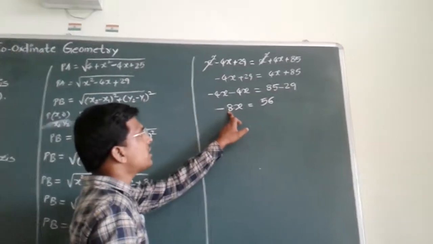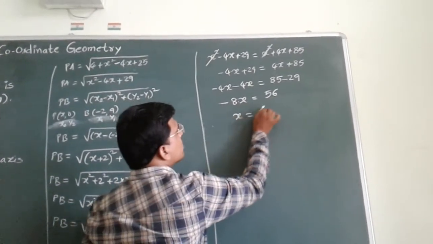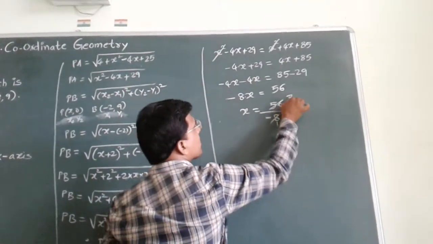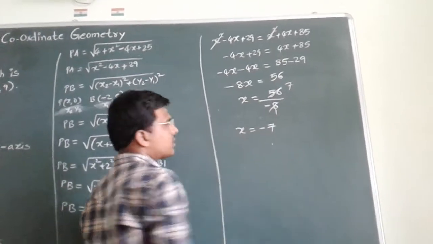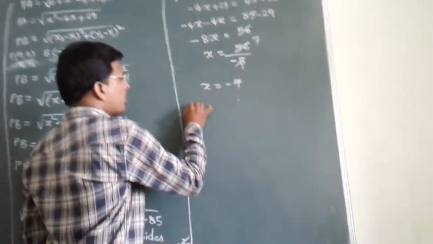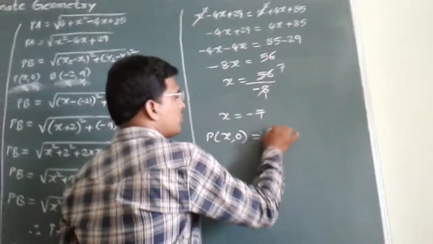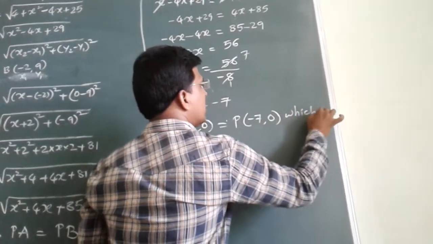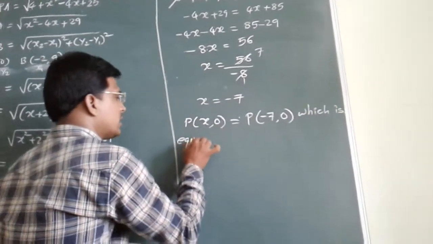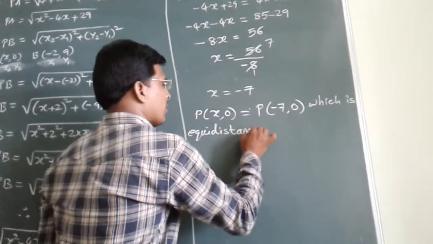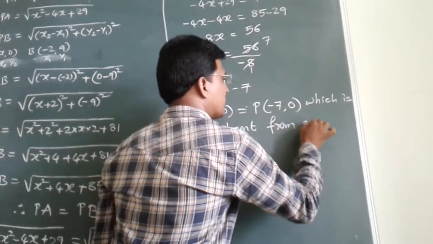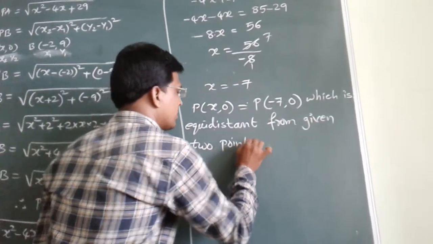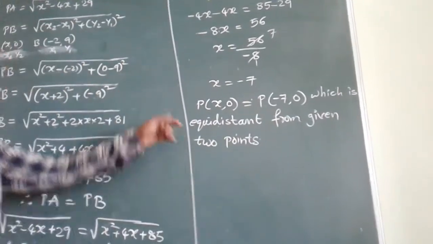Okay. So here I want to find the value of x now. For that I am moving this minus 8 to the right hand side. So x is equal to 56 divided by minus 8. 8 ones are 8, 8 sevens are 56. So x is equal to minus 7. Okay. So what is the point? Point P, x comma 0, is equal to minus 7 comma 0, which is equidistant from the given 2 points. So this is the solution. In this way we can solve this problem.